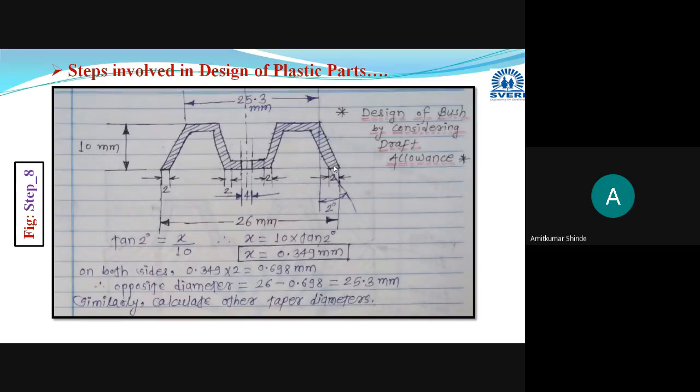Okay, on each face which is perpendicular to the parting line, a 2-degree draft we have considered, and the design is modified and calculations are done. Here we have considered some in this way. Here this right angle triangle we have considered, and we have calculated.